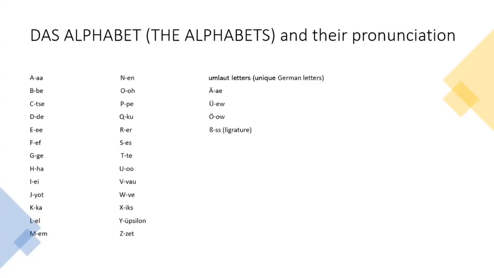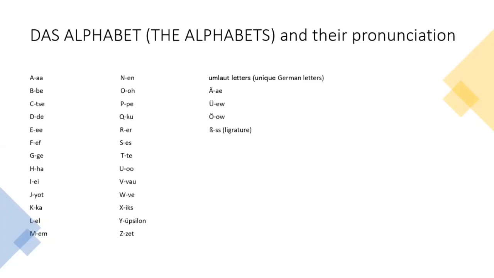L is pronounced as L. M is pronounced as M. N is pronounced as N. O is pronounced as O. P is pronounced as P. Q is pronounced as Ku. R is pronounced as R. S is pronounced as S. T is pronounced as T. U is pronounced as U. V is pronounced as Wow. W is pronounced as V. X is pronounced as X. Y is pronounced as Epsilon. Z is pronounced as Z.